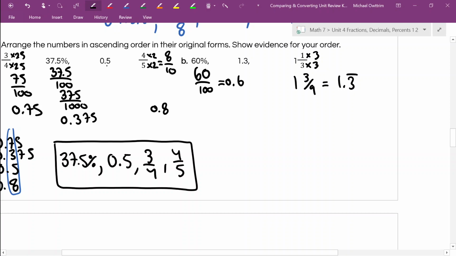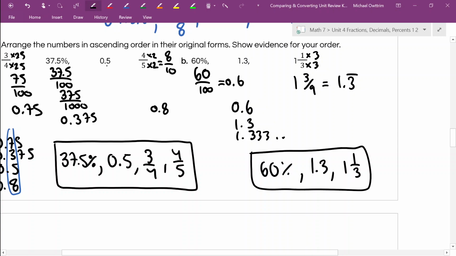So if we compare those decimals, we've got 0.6, we've got 1.3, we've got 1.333 repeating for our repeating decimal. Obviously 0.6 is the smallest. Next we have our 1.3, and then we have our 1 1/3 for 1.3 repeating.